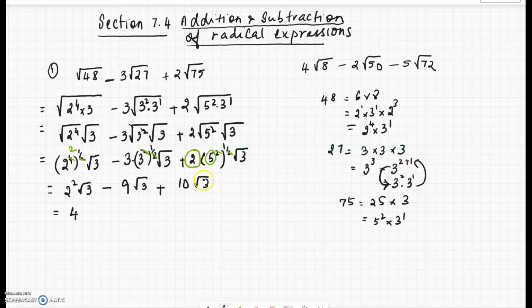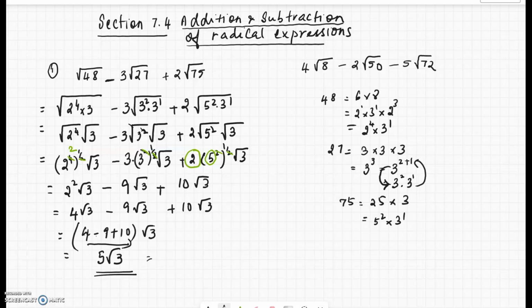This is equal to 4 radical 3 minus 9 radical 3 plus 10 radical 3, and that's equal to 4 minus 9 plus 10, radical 3 factored out. Simplifying, go from left to right. 4 minus 9 is negative 5. Negative 5 plus 10 is positive 5, radical 3. And this is the simplest form in which we can present our final answer.